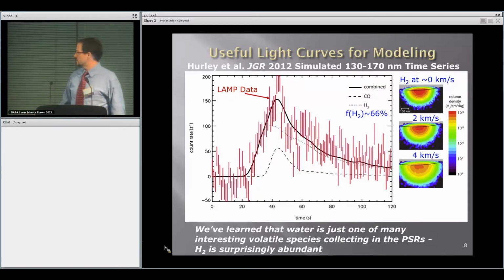And this was surprisingly abundant because it's not thought that the H2 molecule would stick to cold rocks. It's just not absorbed very efficiently. So that was interesting.